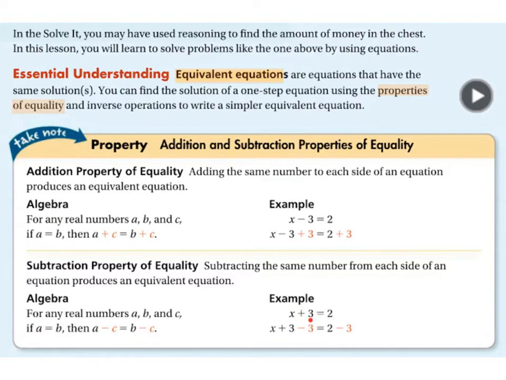So you've done this and you've said, okay, what am I undoing here? What's happening to x that I need to undo? I need to undo this plus 3 with a minus 3 on both sides. And then you can simplify it and it will be equivalent. Okay?